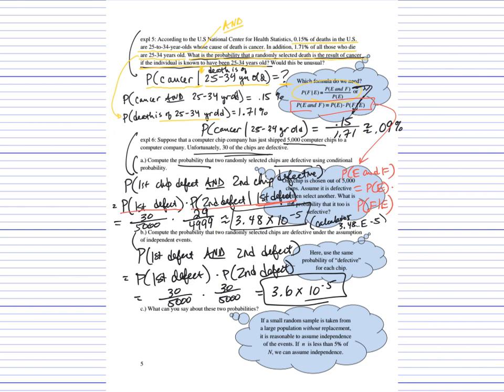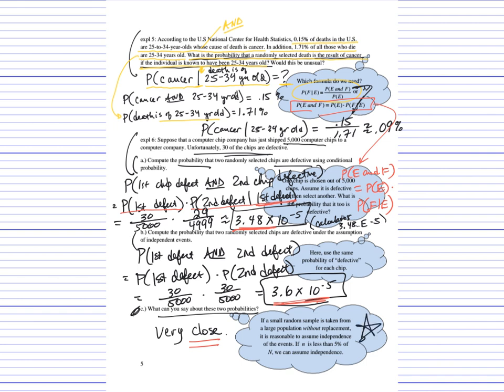And you'll notice part C actually asks you this question. What can you say about these two probabilities? Well, they're very close, aren't they? We got 3.48 times 10 to the negative 5 up here in part A, and 3.6 times 10 to the negative 5 down here in part B. Very, very close. In fact, there's kind of a point here.